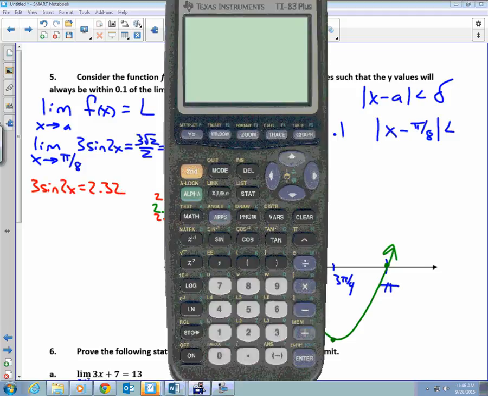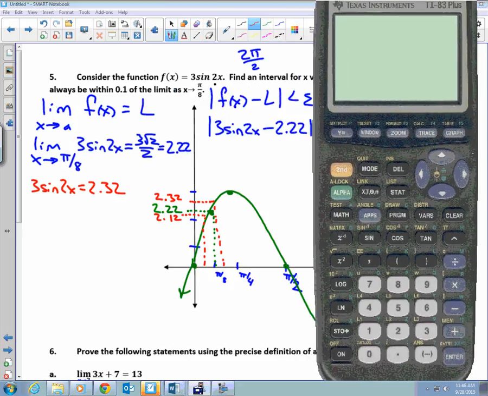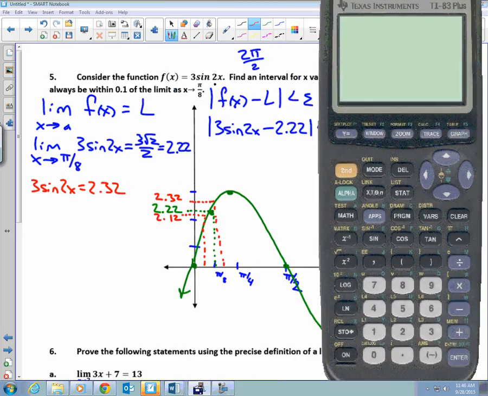We solved that. Pick up my calculator. Trying to keep it fresh, folks. It's Monday. All right. So we take 2.32, divide by 3. After I divide by 3, do I have to get rid of the sine or the 2? How do you get rid of the sine? Sine inverse of my answer. Then what do I do? And I divide by 2.